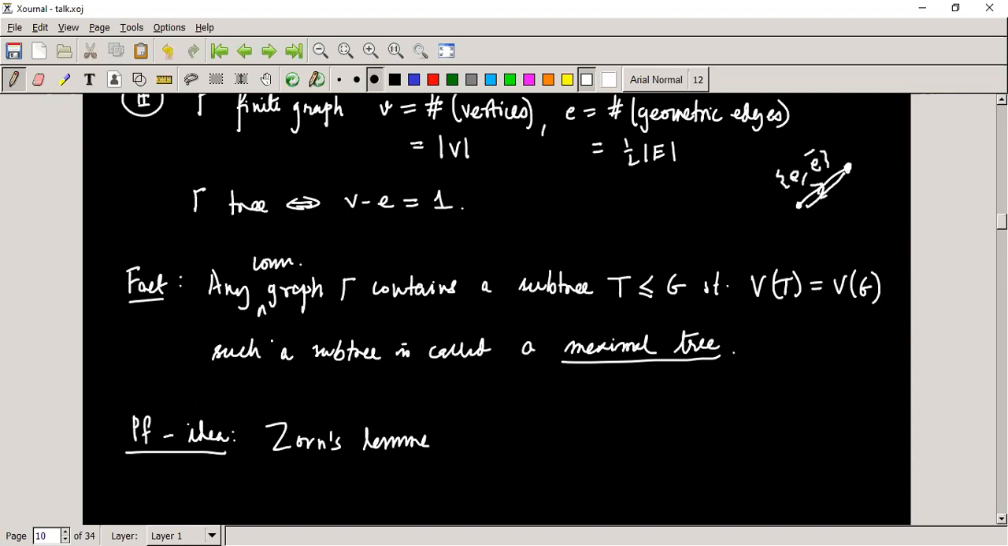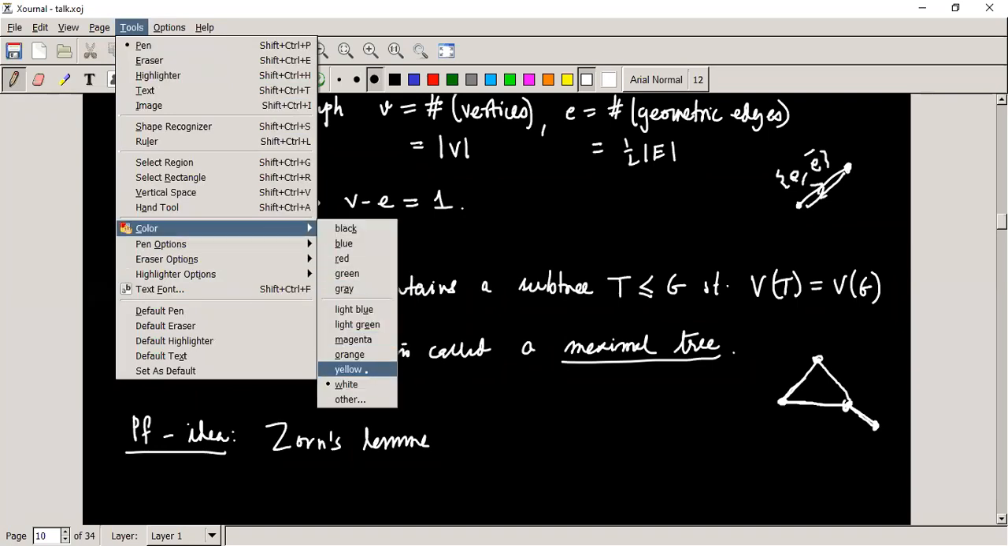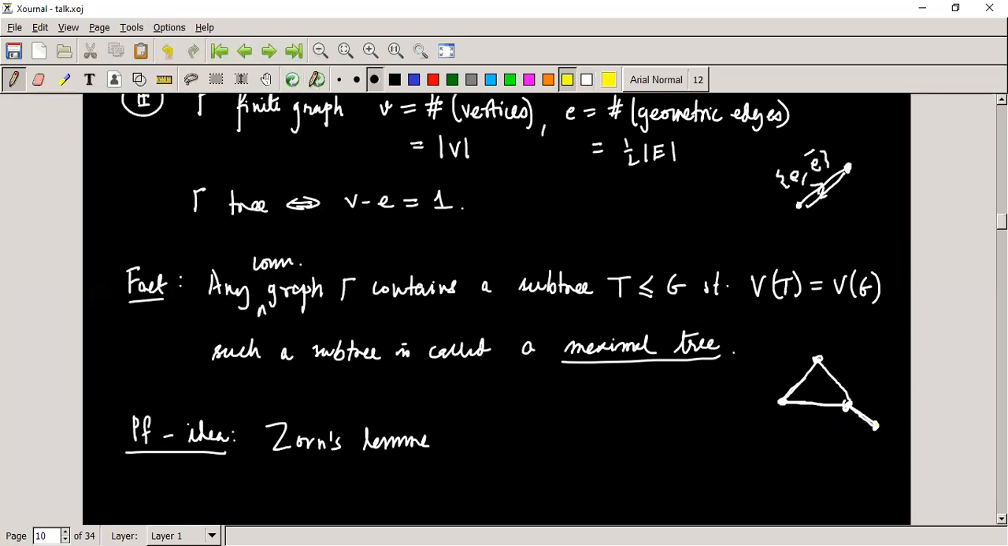connected graph contains a subtree with the same vertex set. This is called a maximal tree. So for example, if you take a triangle graph, or just an edge here, let's say, then a maximal tree would be, for example, just going this way. This is a maximal tree. It's a tree with the same vertex set.